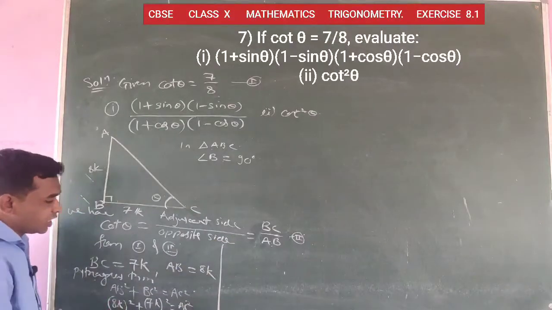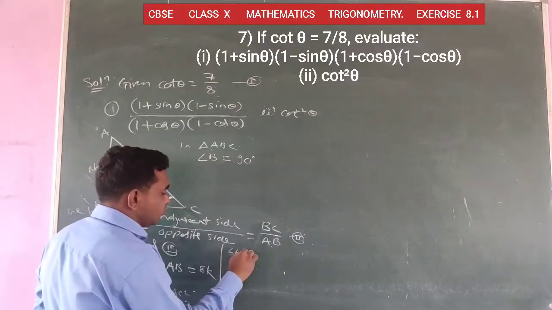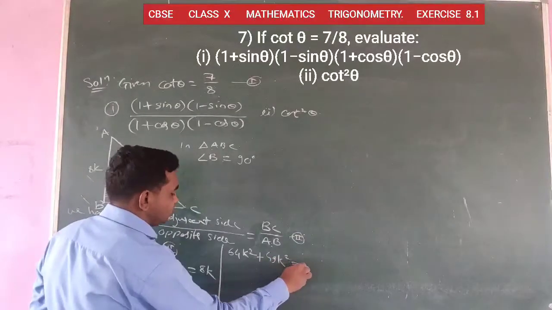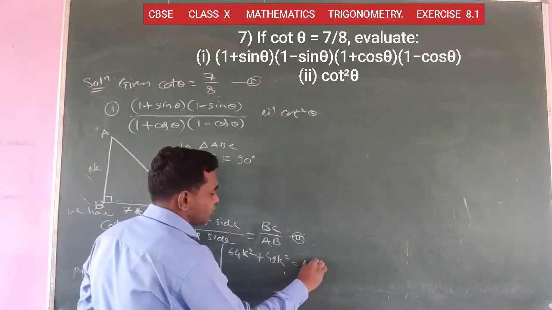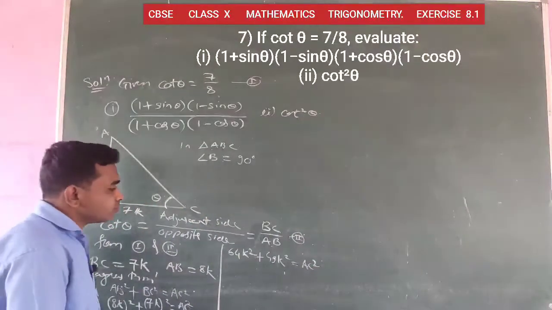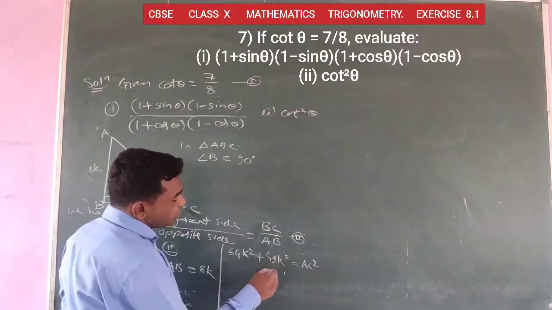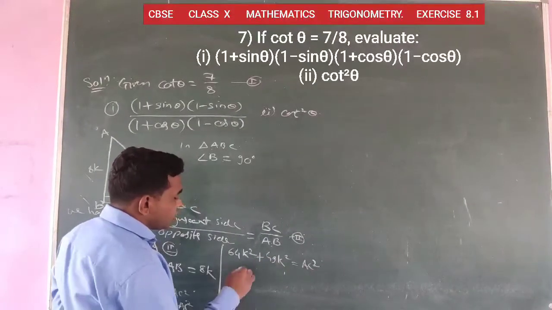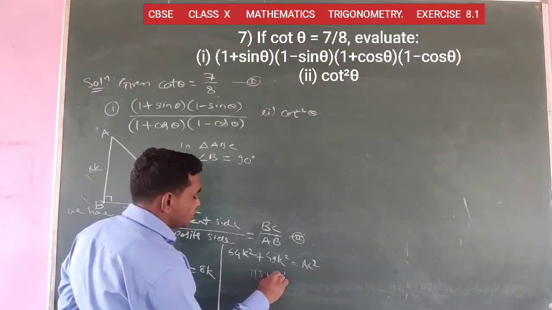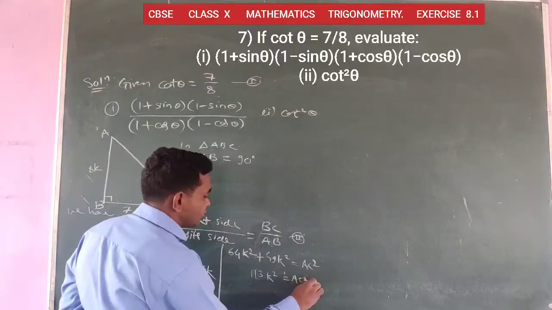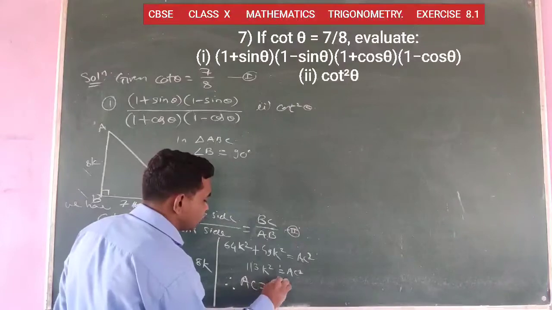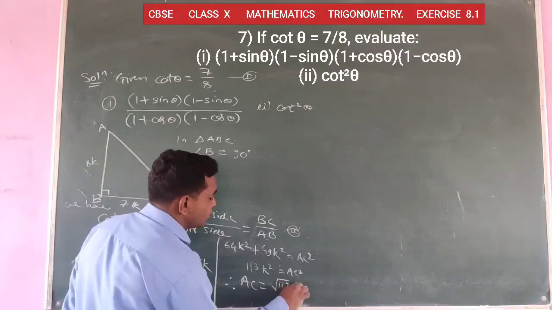So here 8K square means 64K square plus 49K square is equal to AC square. Now 64 plus 49 means 113, carry. 113K square is equal to AC square. Therefore, to find the square root, AC is equal to the under root of 113 and K.